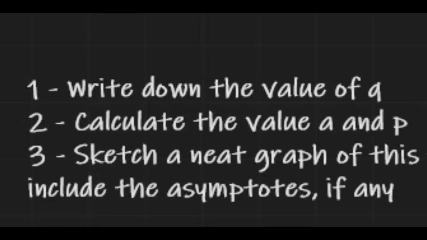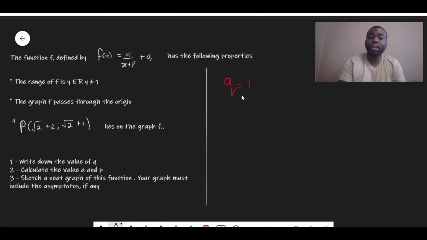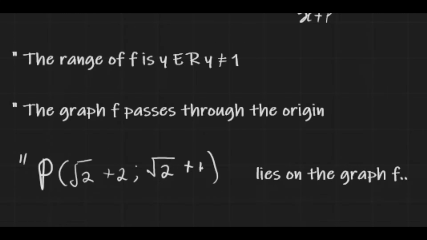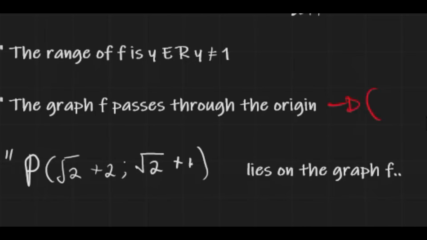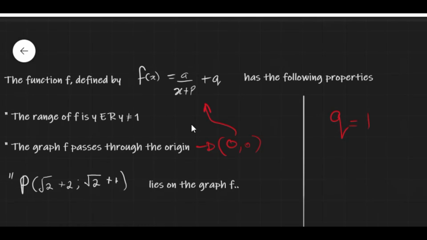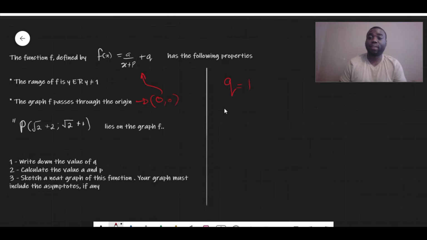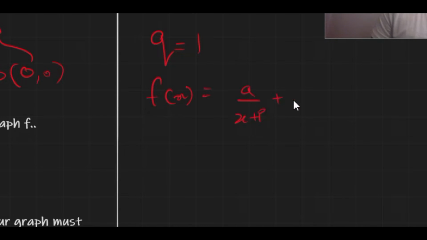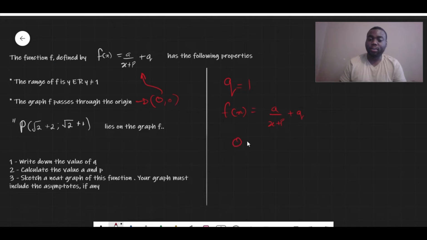Calculate the value of a and p. To do this, we look at the other properties we're given. We're told that the graph of f passes through the origin. Now, what does origin mean? Origin is the center of your Cartesian plane, and there the center is (0, 0). We can substitute 0 and 0 into the f(x) formula. So I would rewrite my f(x) and substitute 0 and 0.